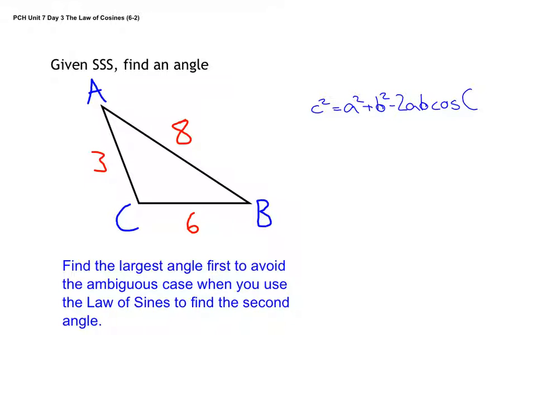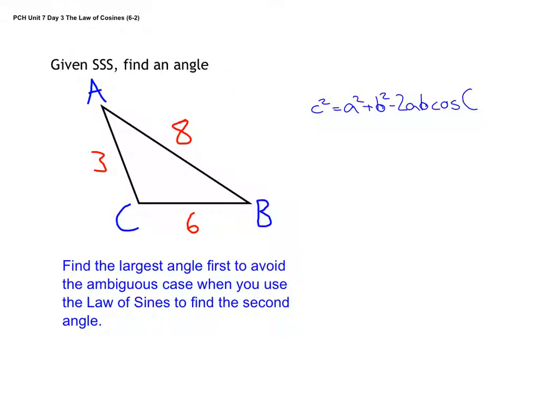If there's an angle that's obtuse, I can find it using the law of cosines. Because remember, cosine is different in the first and second quadrant. It's positive in the first, negative in the second. So there is no ambiguous case with the law of cosines.